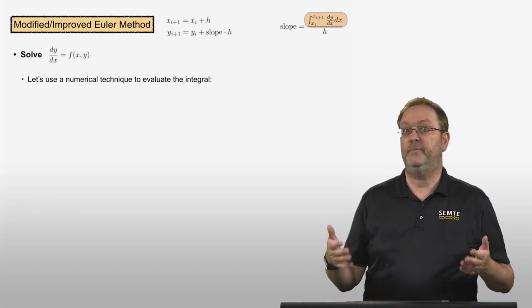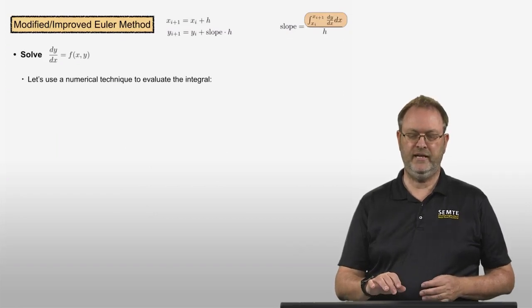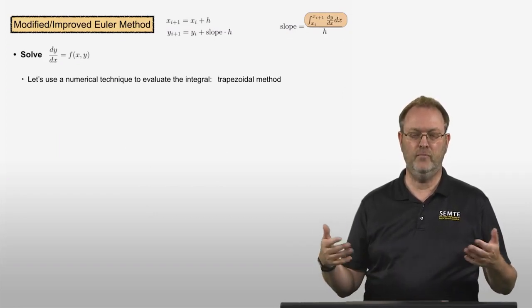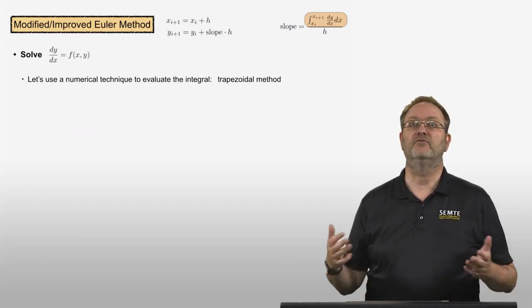Now, this integral will be solved using a numerical technique. And the numerical technique that we're going to use to derive the modified Euler method, also sometimes called the improved Euler method, is the trapezoidal method.